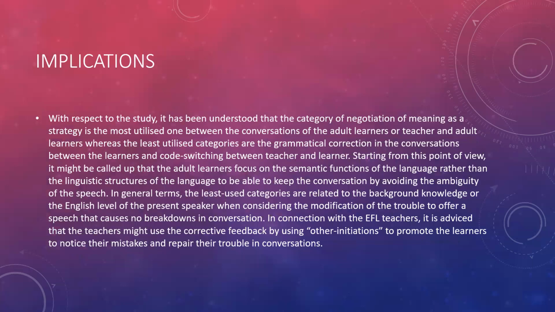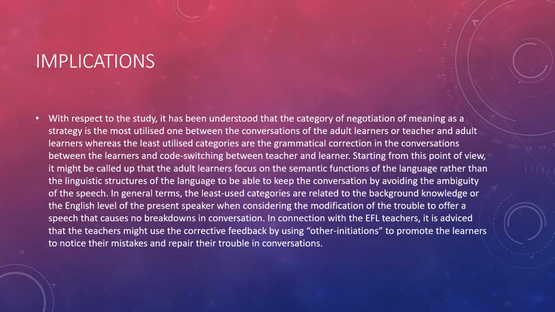And in this page, there are implications, what we infer from the study, and which suggestions are made. Let's look at, with respect to the study, it has been comprehended that the category of negotiation of meaning as a strategy is the most utilized one between the conversation of the adult learners or teacher and adult learners, whereas the least utilized categories are grammatical correction in the conversation between the learners and code switching between teacher and learner.